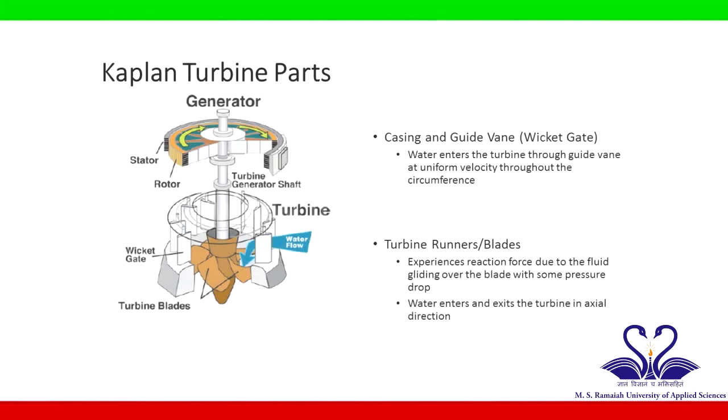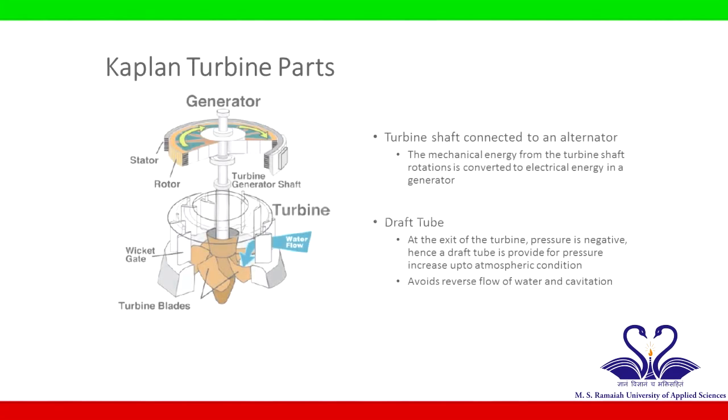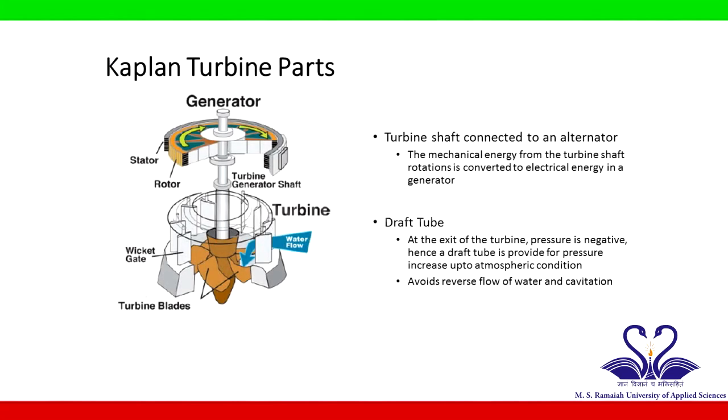Kaplan turbine consists of a casing and guide vane or a wicket gate. In the casing, water enters the turbine through the guide vane at uniform velocity throughout the circumference. Further, water enters and exits the turbine runners in axial direction. The runners experience reaction force due to the fluid gliding over the blade with some pressure drop. Turbine shaft is connected to an alternator where the mechanical energy from the turbine shaft rotations is converted to electrical energy in a generator.